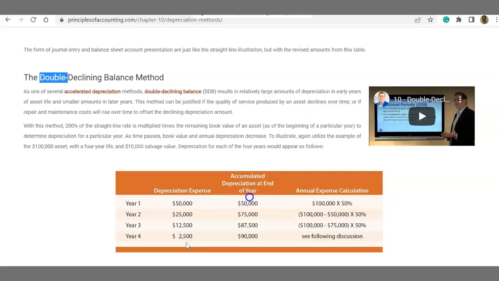So in year 4, you have to remember that and say, okay, 12,500 book value minus 10,000 salvage value, I can only deduct and depreciate 2,500 in year 4, and that will be it. That will be a total accumulated depreciation of $90,000. I cannot depreciate more than that whatsoever. For the first 3 years, you are using mathematics, but for year 4, you need to remember that your salvage value is 10,000. You cannot go below that.